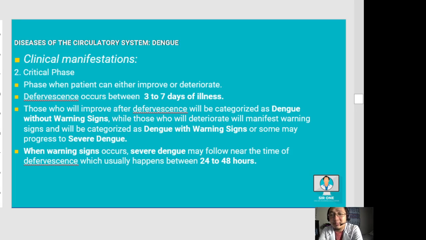Just to bring up, this is the manifestation phases presented by DOH on their website about the dengue control program. When warning signs occur, severe dengue may follow near the time of the defervescence, and usually it happens between 24 to 48 hours, or 2 days. When you say defervescence, this is usually known as the period in which the body temperature drops to almost normal. Okay, usually it's 37.5 to 38 degrees.